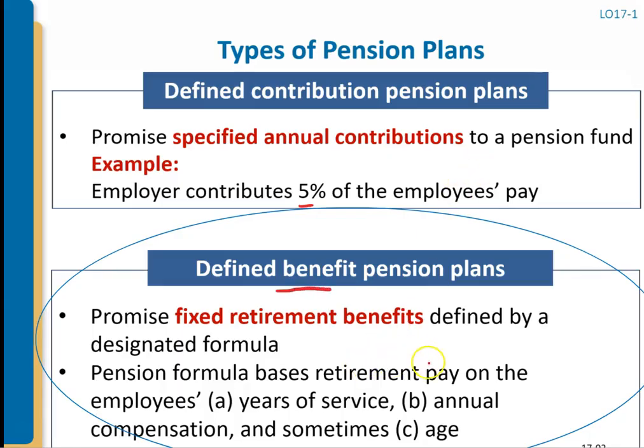Compared to that, a defined benefit pension plan is when the employer contributes money into the plan, and upon retirement, the employee gets a fixed retirement benefit based on a formula that could be based on different things, including the years of service, annual compensation, and sometimes even their age.